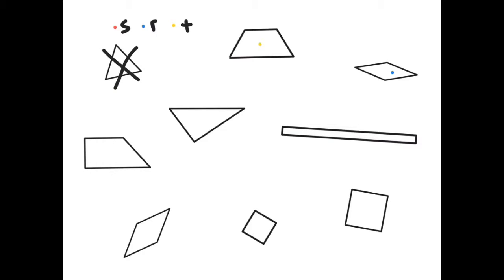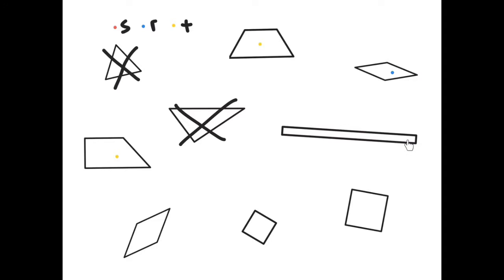Now let's look at the next shape. It has 4 sides. One pair of the sides seems to be parallel, so we'll name it a trapezoid. Now let's look at the next shape. This shape looks like it has only 3 sides, which makes it none of our options, so we'll X it out. Now we look at the next shape.